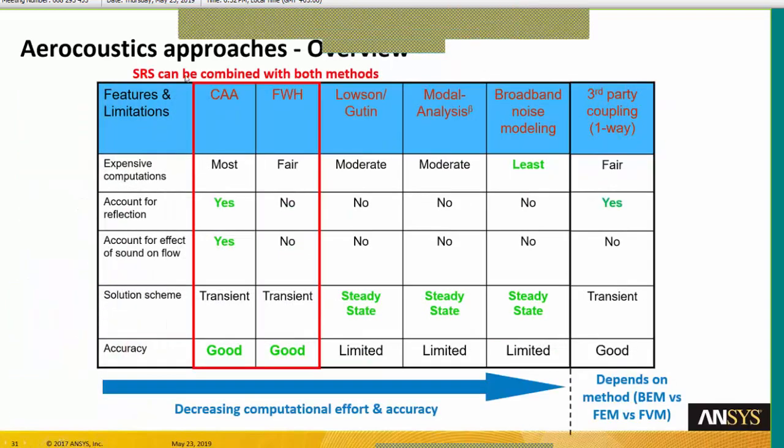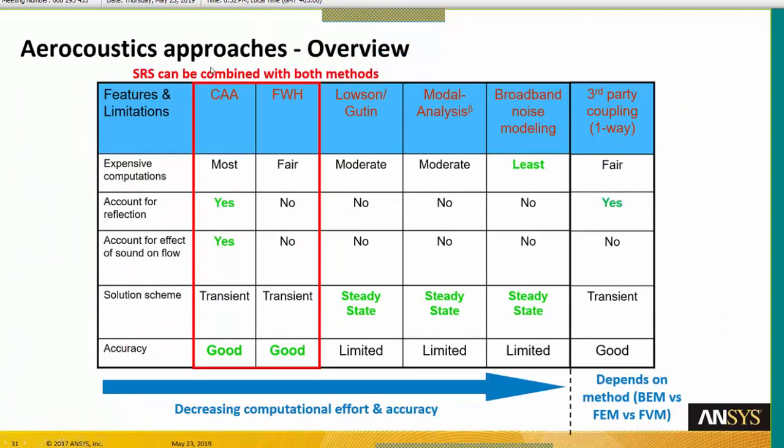We were talking about SRS, scale resolving simulations, and typically when we talk about scale resolving simulations, we address the first two methods, that is direct computational aeroacoustics and Ffowcs Williams and Hawkings. When we review all the models inside this table, one important point is that you decrease computational effort, but you also decrease accuracy when you go from direct CAA up to broadband noise modeling. Broadband noise is very cheap, as we see in a moment, but accuracy is very limited, so you need to be careful.